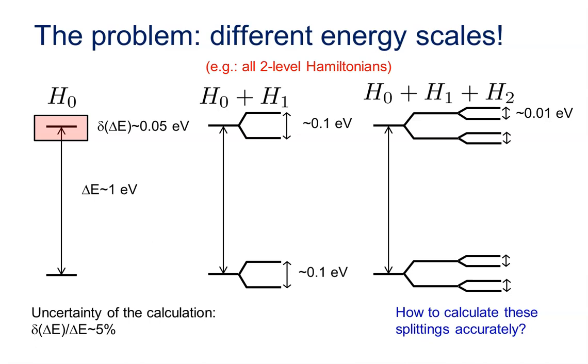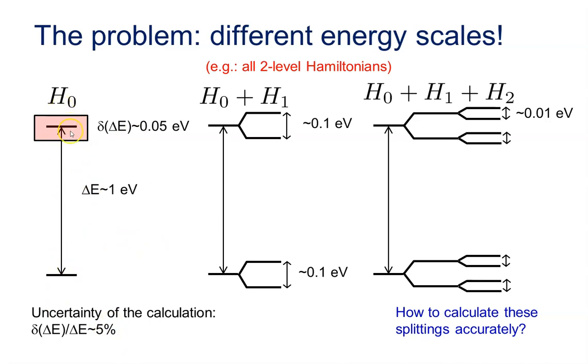So let's start with an example, right? Imagine that you have a Hamiltonian H naught, and you can calculate its energy levels with 5% precision in the energies. Nowadays you can get much better than that, but let's use this number just to give you an example.